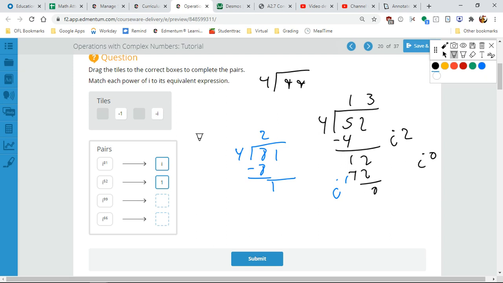But just to keep doing it this way, get a 1, 19. 4 going into 19. I'm going to try 4 times. 4 times 4 is 16. I get a 3 as a remainder. So I'm going to treat this like I to the 3. I to the 3 is I squared times I. That's -1 times the square root of -1, or -1 times I, which is negative I.